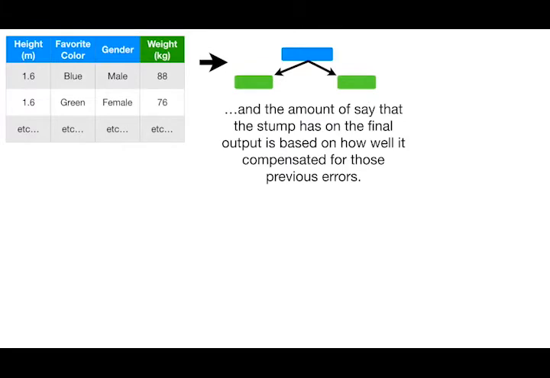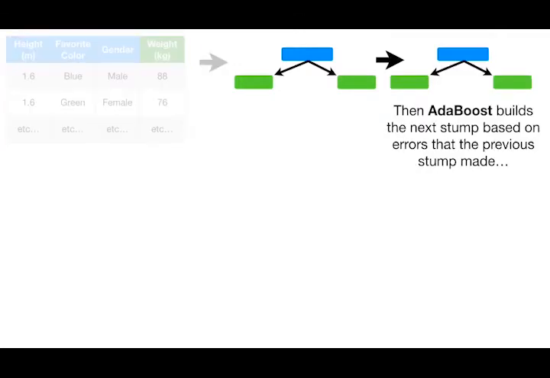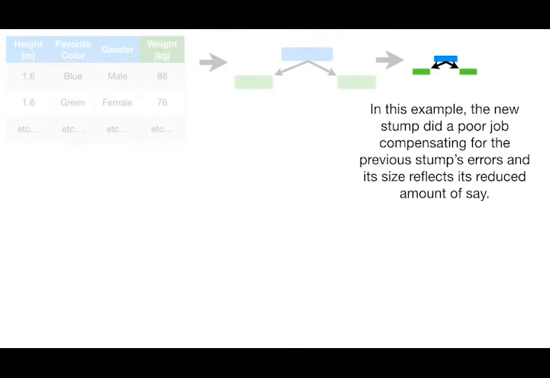And then the amount of say that the new stump has on the final output is based on how well it compensated for those previous errors. Then AdaBoost builds the next stump based on errors that the previous stump made. In this example, the new stump did a poor job compensating for the previous stump's errors, and its size reflects its reduced amount of say.